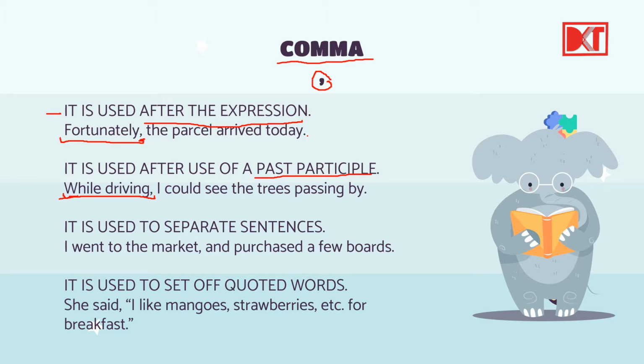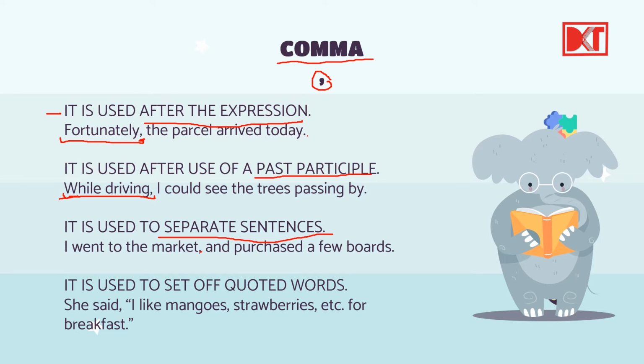Then a comma could also be used to separate sentences. For example, I went to the market, comma, and purchased a few boards. So these are two separate sentences. How would we write them as two separate sentences? I went to the market, full stop. I purchased a few boards, full stop. But we are joining these two sentences, writing them together. So to show these two separate sentences in one sentence, we say, I went to the market, comma, and purchased a few boards, full stop.